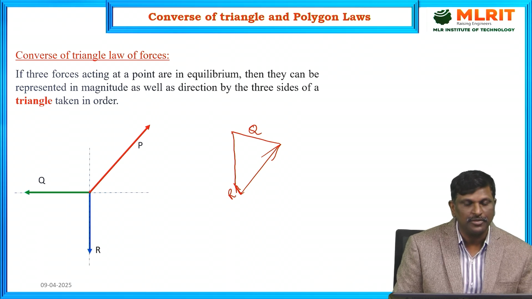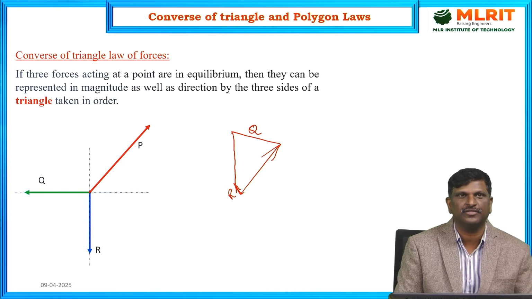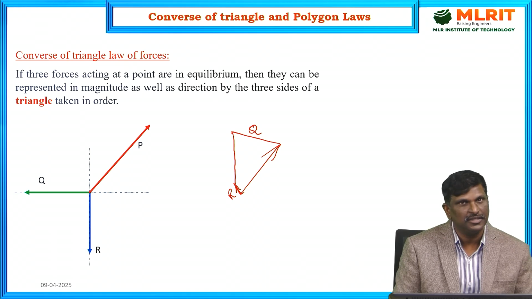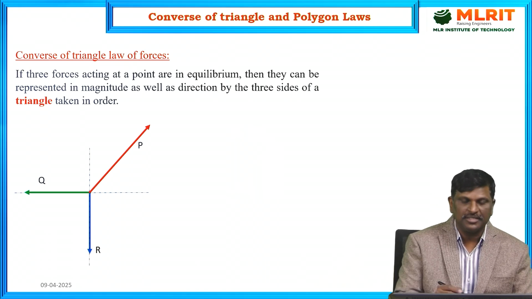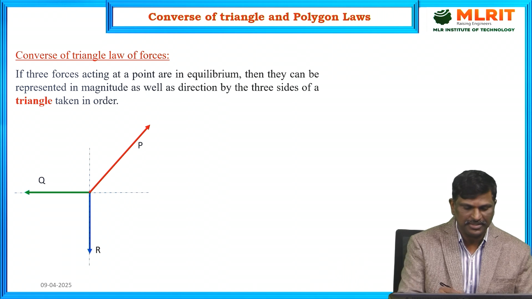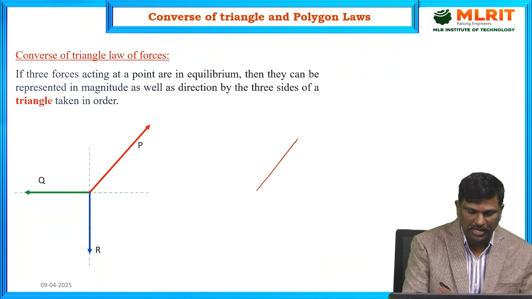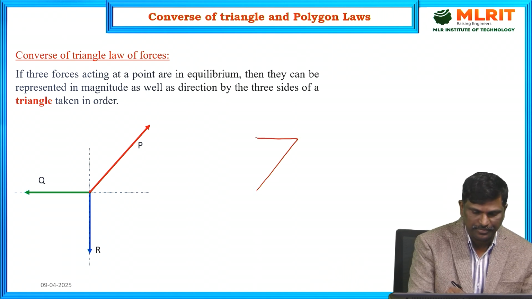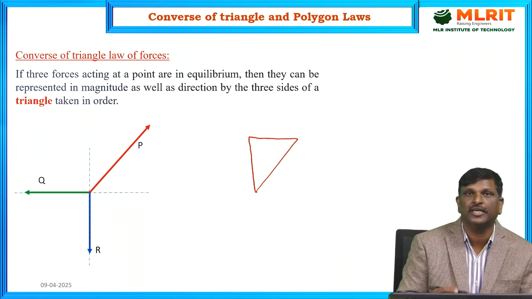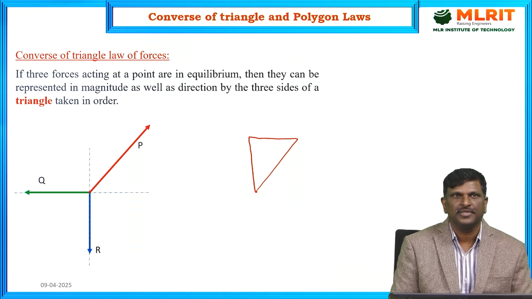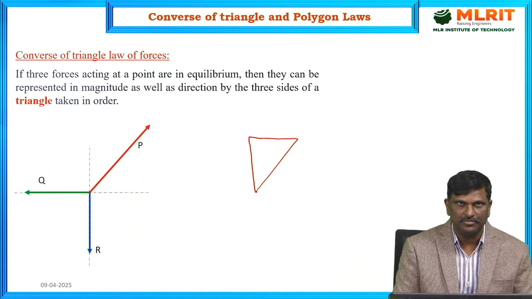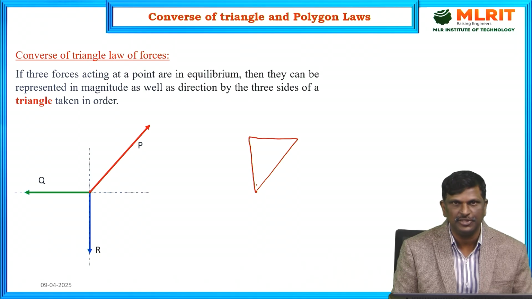But here the three forces are under equilibrium. The body is under equilibrium. That means the resultant is equal to 0. The last side will come and join with the first point. That's why we will get a triangle. Instead of a polygon, we will get a triangle, because the resultant is 0. When the body is under equilibrium, the resultant is 0.